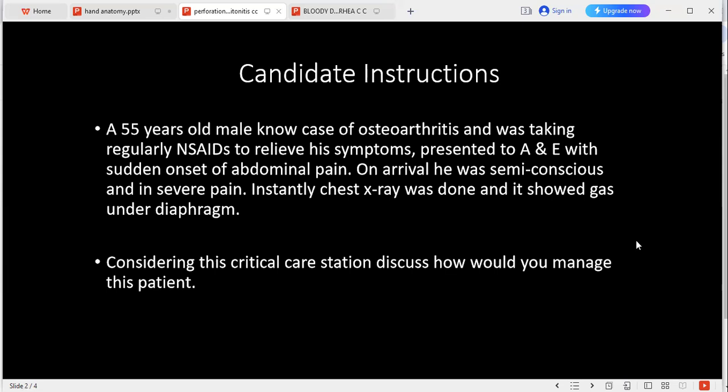Okay, so if you have read and understood, considering it a critical care scenario, please tell me how would you manage this patient now? I will manage this patient on the basis of the critical or surgical consensus protocol. I will follow the airway, breathing, circulation protocol.